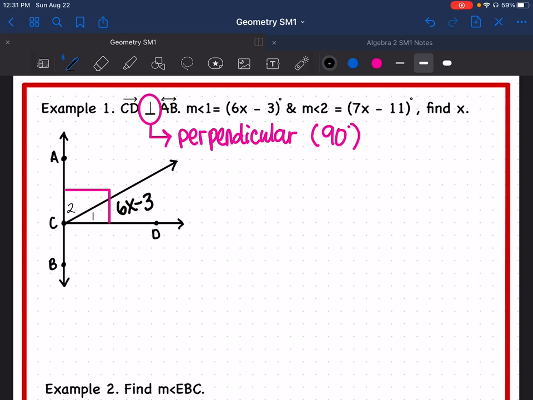That's why the parentheses are there. And the measure of angle 2 is 7x minus 11. Once again, I can drop the parentheses. They're not there to tell me to distribute.